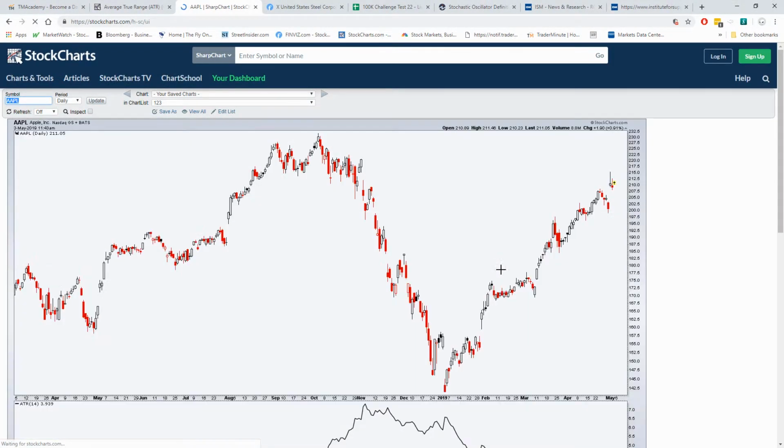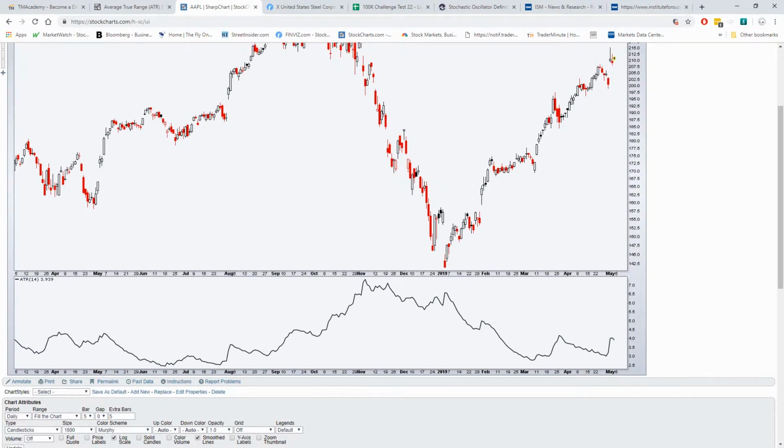All right, here's Apple. Where's the average true range? Okay, here we are. Average true range has been falling, right? Been falling here as it's risen. It hasn't been falling too much further lately. It got a little bump up on earnings, but we don't have a major trend shift in the average true range. So I can't really expect a rollover right here based on this average true range.